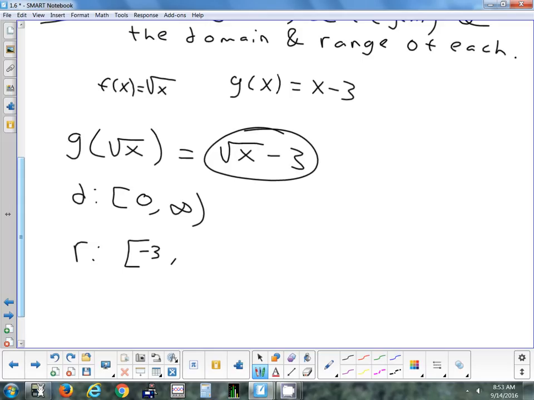And now, is there an upper limit on this? Like if I plug in square root of 10 and then subtract 3. Square root of 100 and subtract 3. It's just going to keep going up. Square root of 1,000,000, subtract 3. So there's no upper limit on the range.